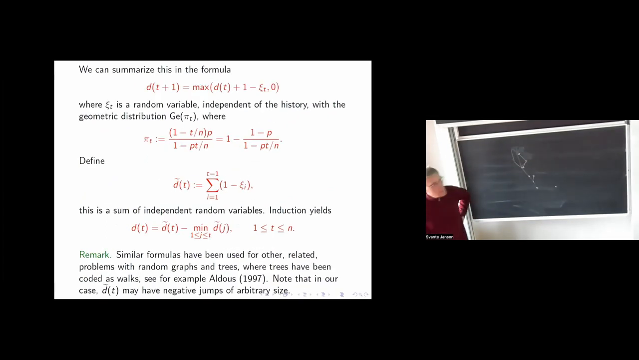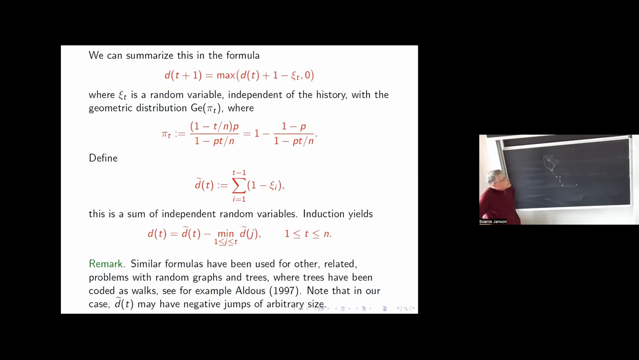So we can now summarize this in a nice probabilistic formula. First one, I can write d of t plus one is d of t plus 1 minus some psi of t, which is a geometric random variable, except that if this becomes negative, I have to replace it by zero. That's why I have the max in the first line. And if you look at the probabilities you saw quickly on the previous slide, you see that this psi of t is precisely a random variable independent of the previous history with a geometric distribution with this parameter pi of t, which I've written out explicitly. So it's a simple function of p. Remember that p is a fixed parameter in our algebraic distribution, but t varies here. So this pi of t will increase as time passes.